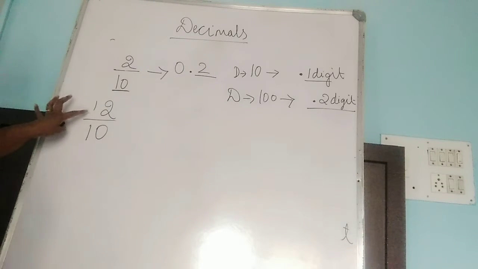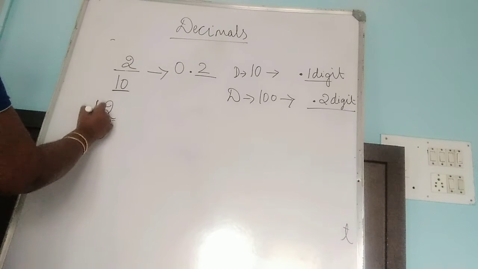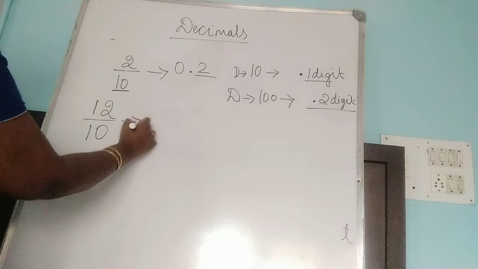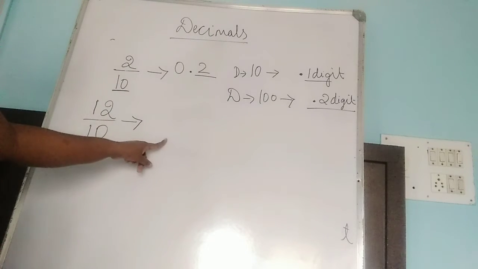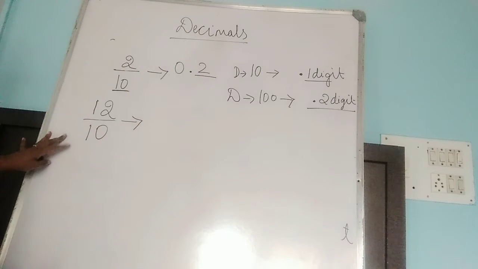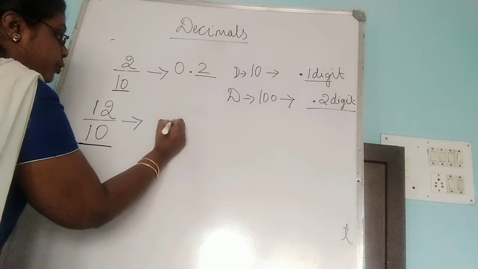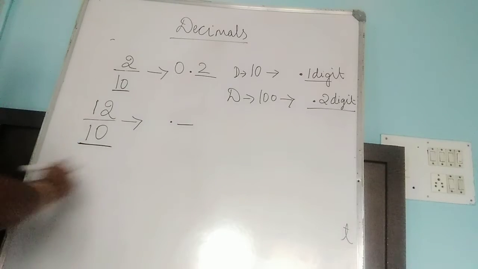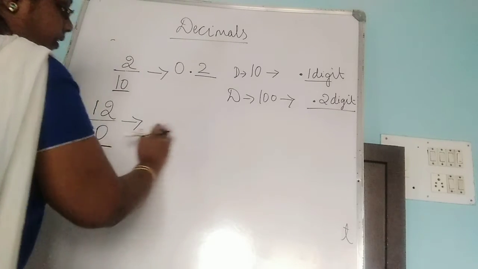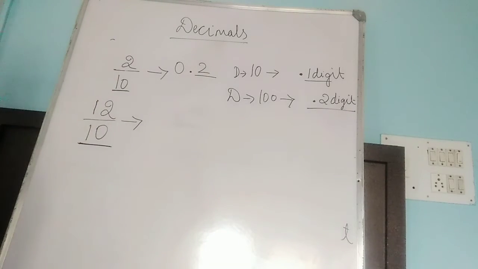Now let's see double digit: 12 by 10. How will you convert 12 by 10 to the decimal? As I told you, the denominator is 10. That means after the point you should have only one digit. Keep it in your mind.